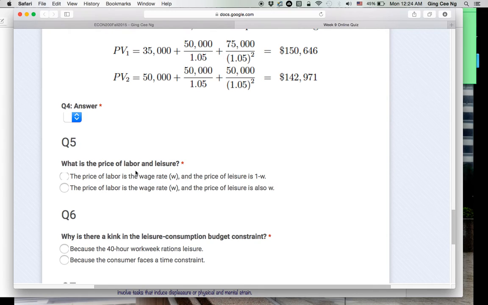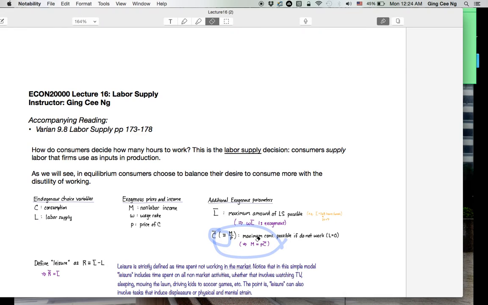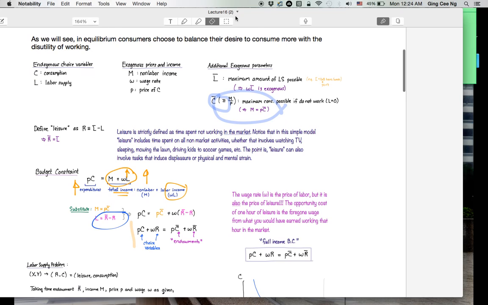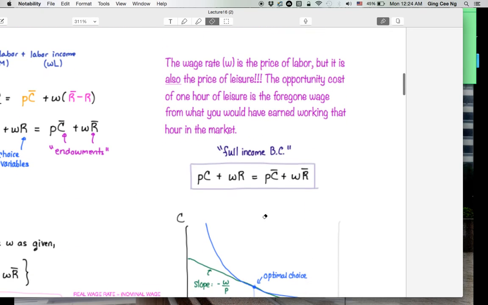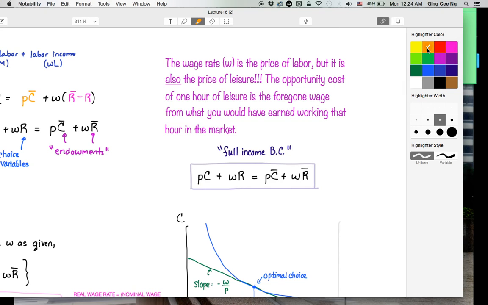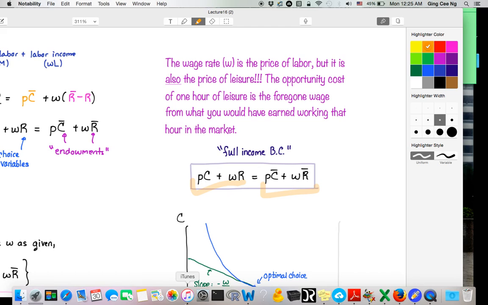So what is the price of labor and leisure? We definitely covered that over the lecture. And if you're not sure, just look at your budget constraint. Here, your full income budget constraint. Identify the normal structure, you have endowments on the right-hand side, and just ask yourself, what is the price of leisure here? And where did I get this price?